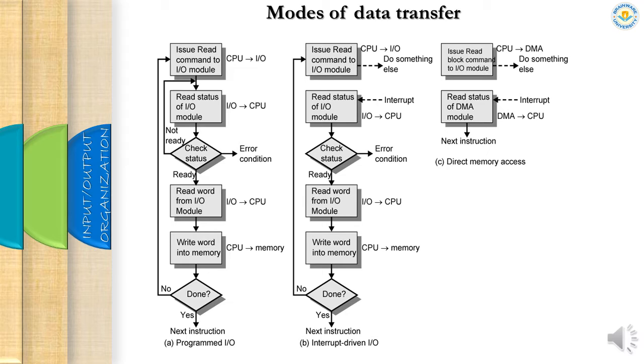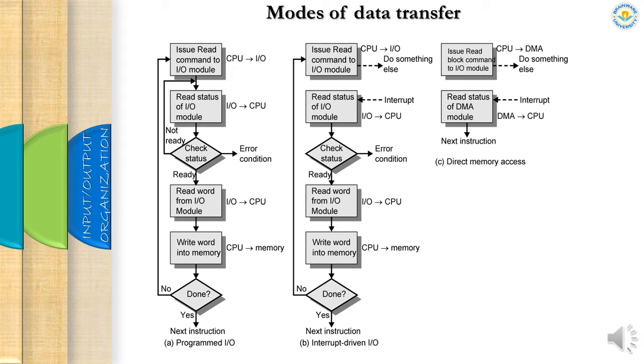This is the pictorial representation of modes of data transfer. On the left hand, this is the programmed I/O. Second one is interrupt initiated or interrupt driven, whatever it is. And lastly, on our right hand side, the DMA or direct memory access.